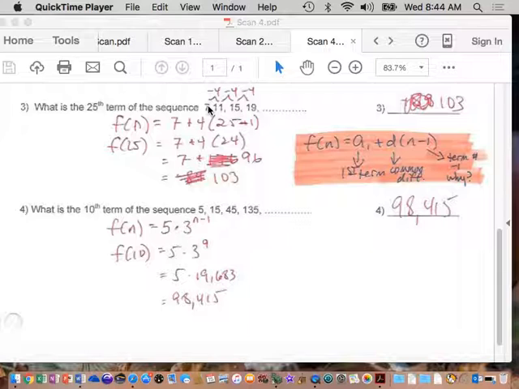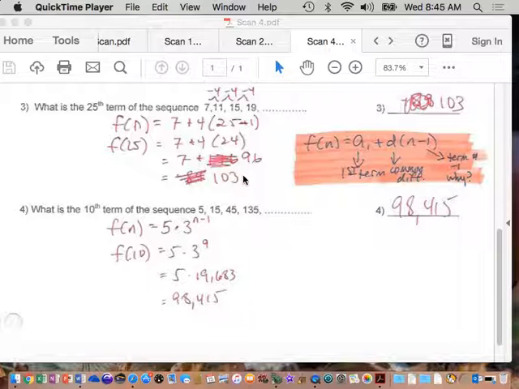Right, I don't need to add 4 to get to the first term, namely the 7. So I always subtract 1. That's why it's 25 minus 1 here to get 24. And then I do 4 times 24, which is 96. And then I add in the first term, which was 7. And 7 and 96 make 103.